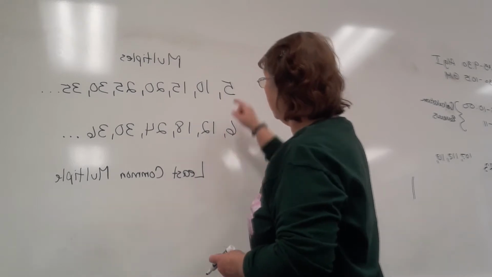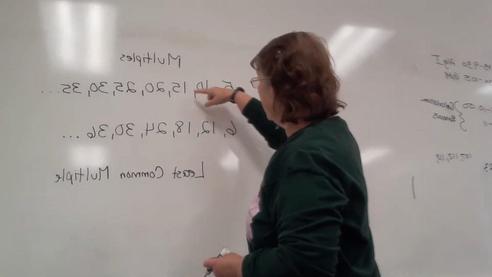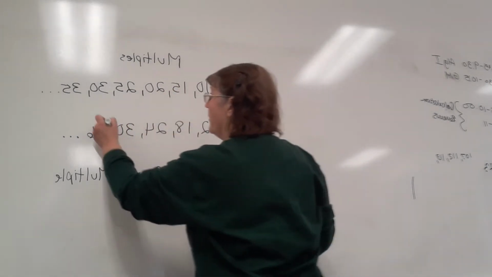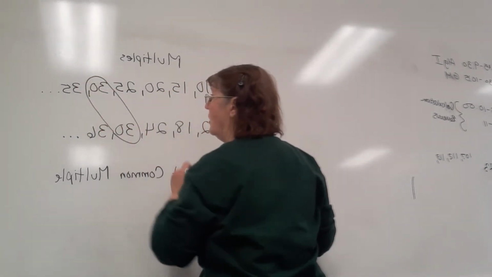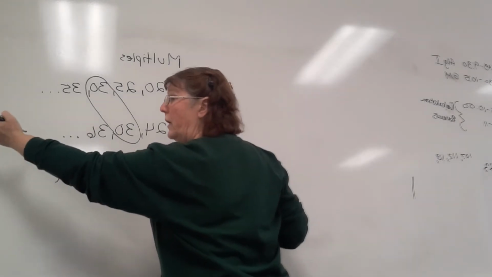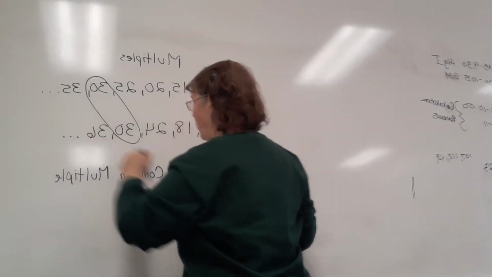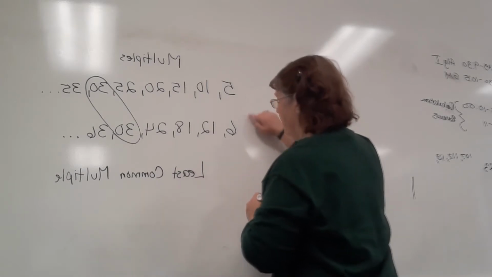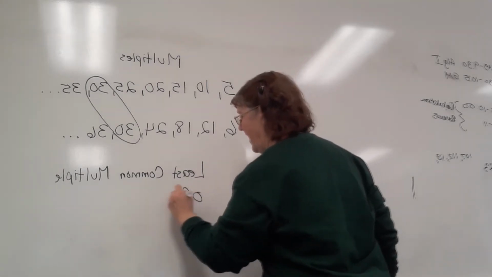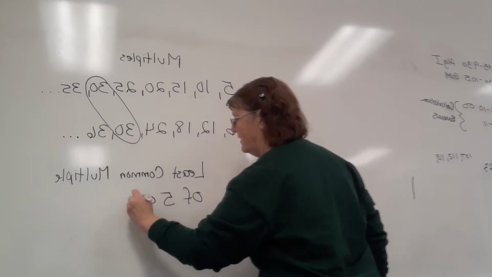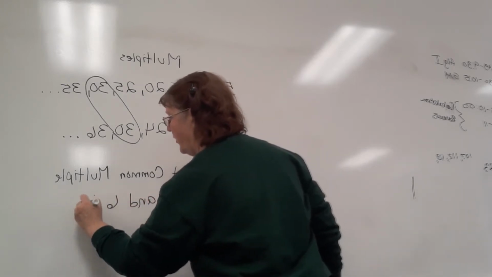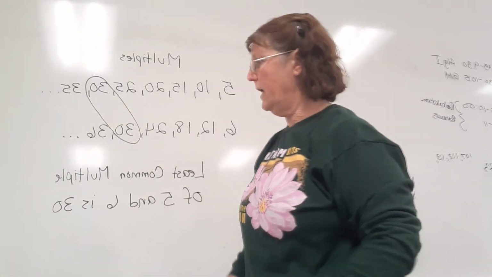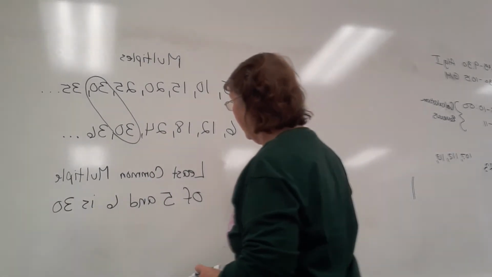So we can see there's no 5 here, there's no 10 here, there's no 15, there's no 20. But look, they both have a 30, and that's the smallest one. There'll be more because we keep going up, but we want the least common multiple. So the least common multiple of 5 and 6 is 30. So that's what we're working with on the first thing. Let's do one more. Okay?